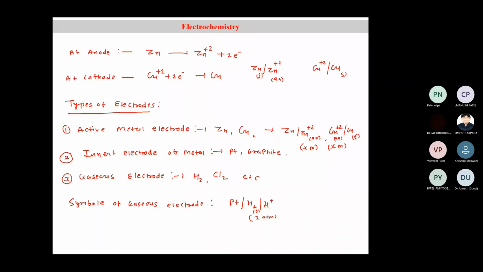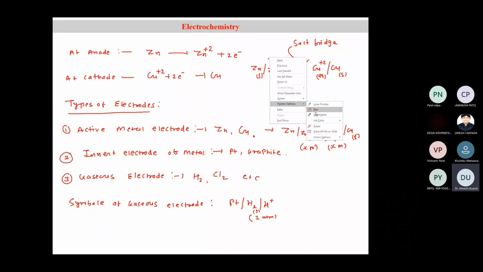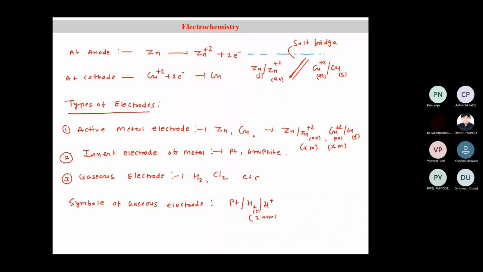Now these two half cells are connected by a salt bridge, and it is represented symbolically by two vertical lines in this way. This indicates a salt bridge is used. If there is one line, the salt bridge is not used. For an electrolytic cell, one line is used. For an electrochemical cell, two lines. This is the salt bridge which is used. Electrochemical cell.